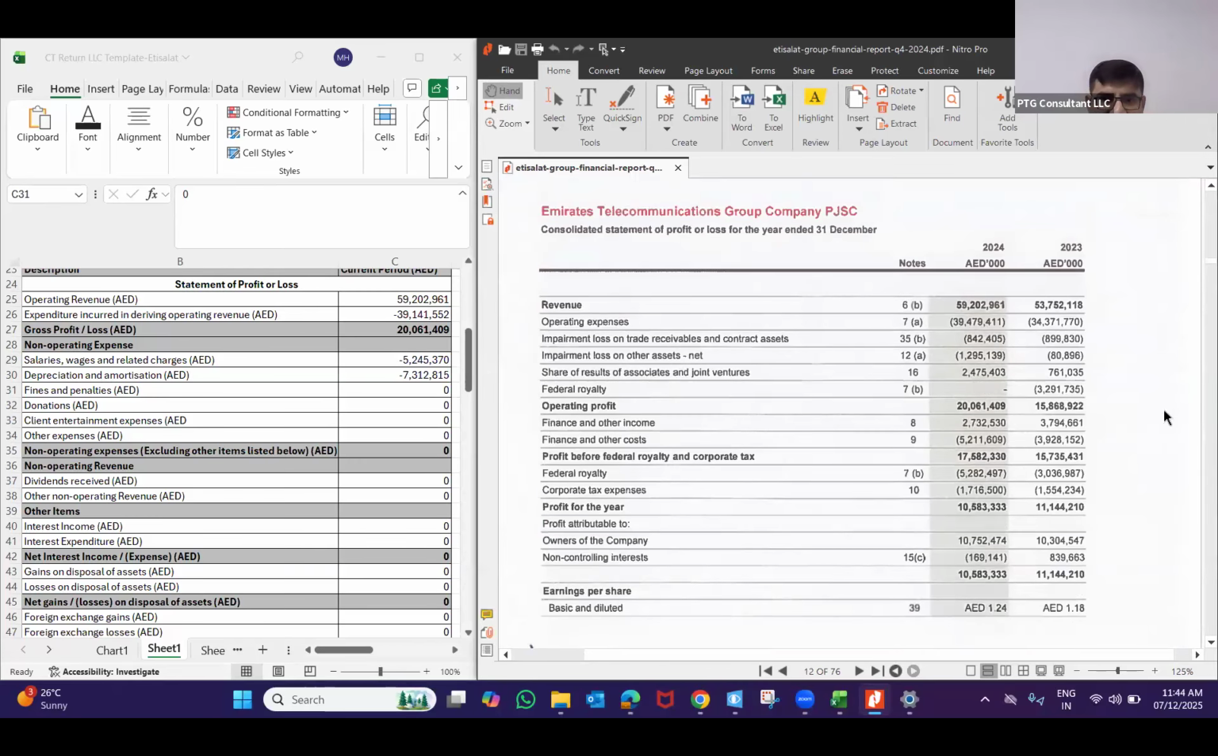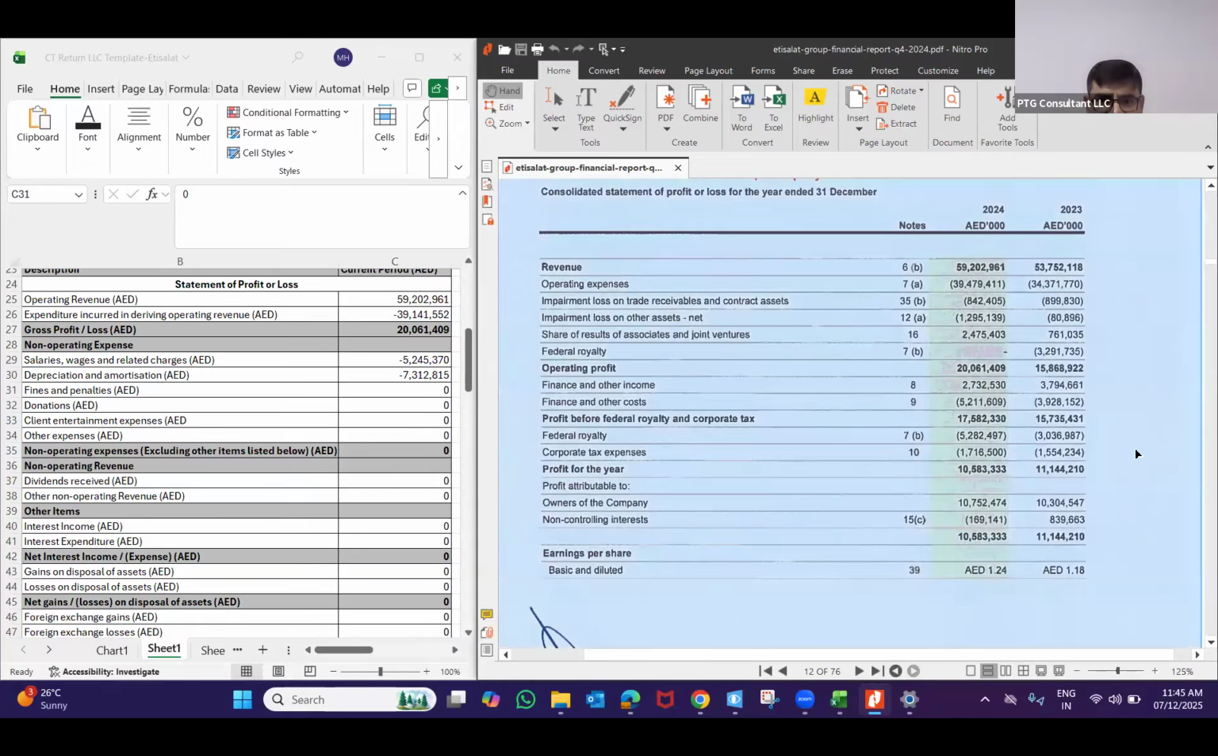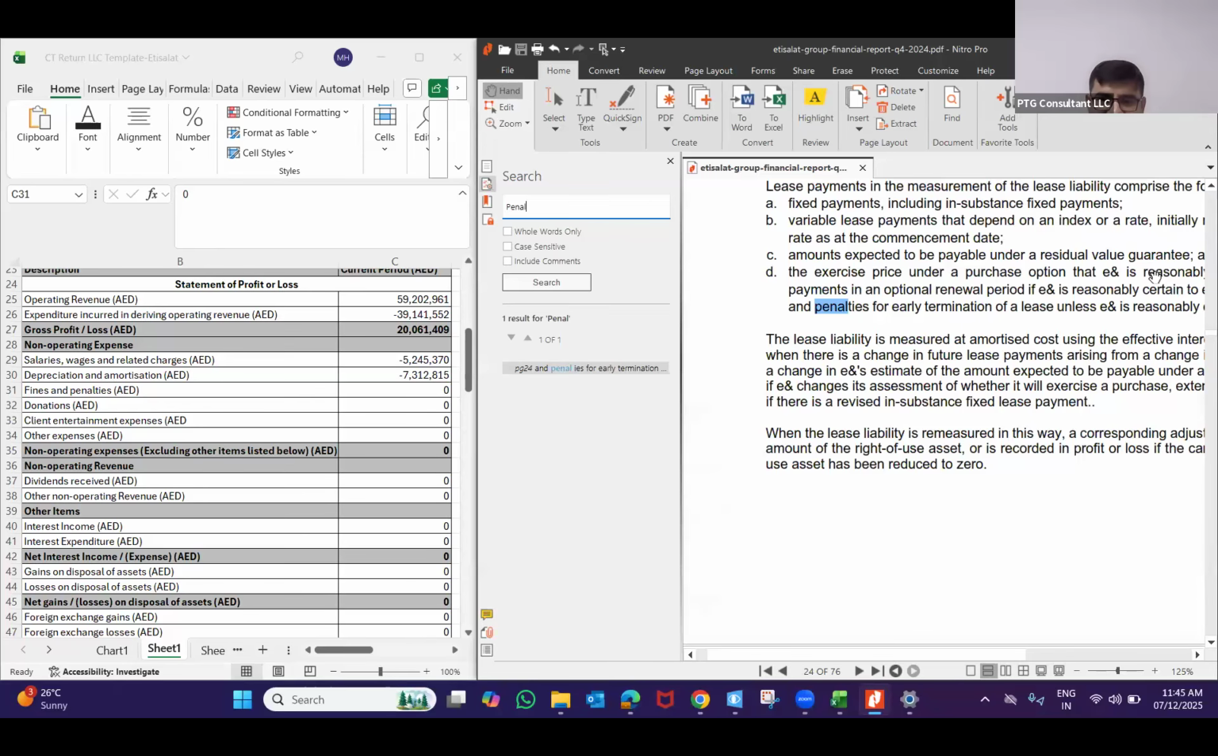Okay. Now we took the salaries, wages, depreciation, fines and penalty. See anything regarding fines and penalty? Here maybe not shown. It is not showing. Yes, here you can search, even you can search and find, but the original principle we will not understand.